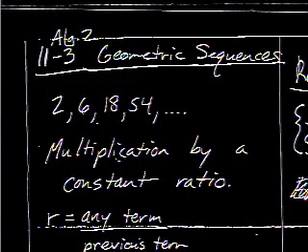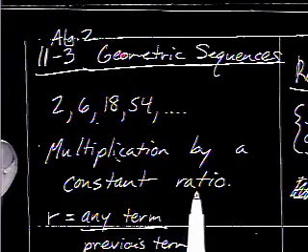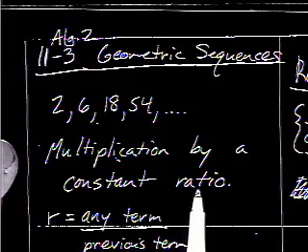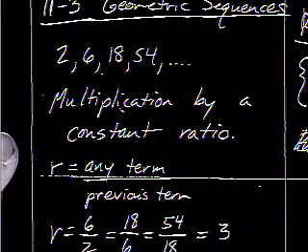Algebra 2, section 11.3, we're talking about geometric sequences. This is a different type of sequence from the arithmetic one. It's still a list of ordered numbers, but this time we're talking about multiplication instead of addition. So you can see that we're multiplying by a particular value here, and when we talk about multiplication, we talk about a constant ratio. You can find that ratio by taking any term and dividing by the previous term.